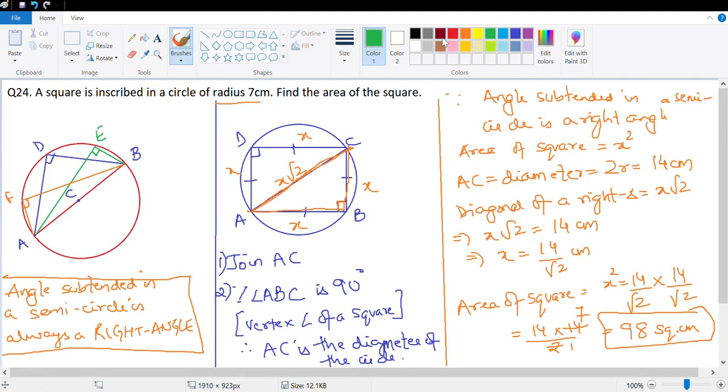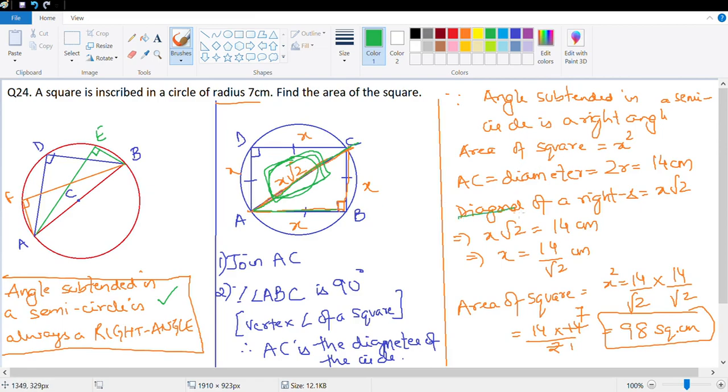Very interesting question. Requires a lot of concepts. Concept 1, angle in a semicircle is a right angle. Concept 2, it needs you to figure out the value of the first. You need to figure out that the AC is a diagonal. Next, you will figure out that using Pythagoras theorem, the diagonal of a square or the hypotenuse of a right angle triangle is x root 2.